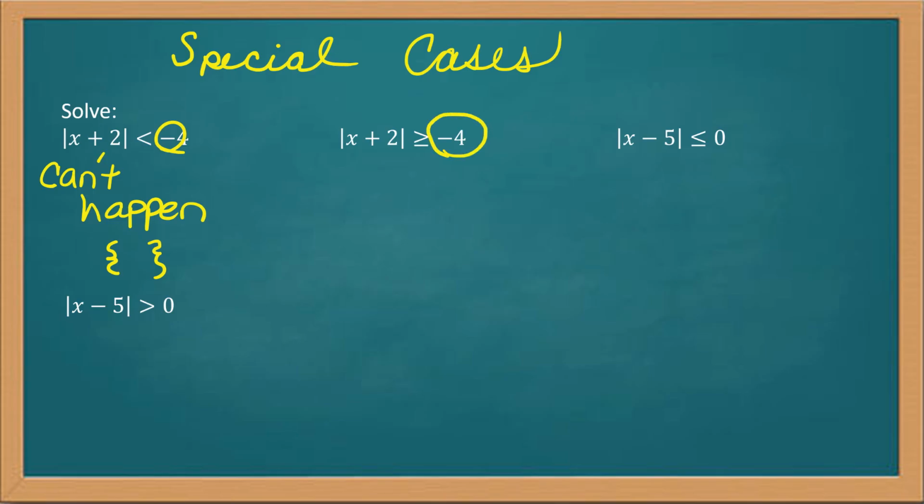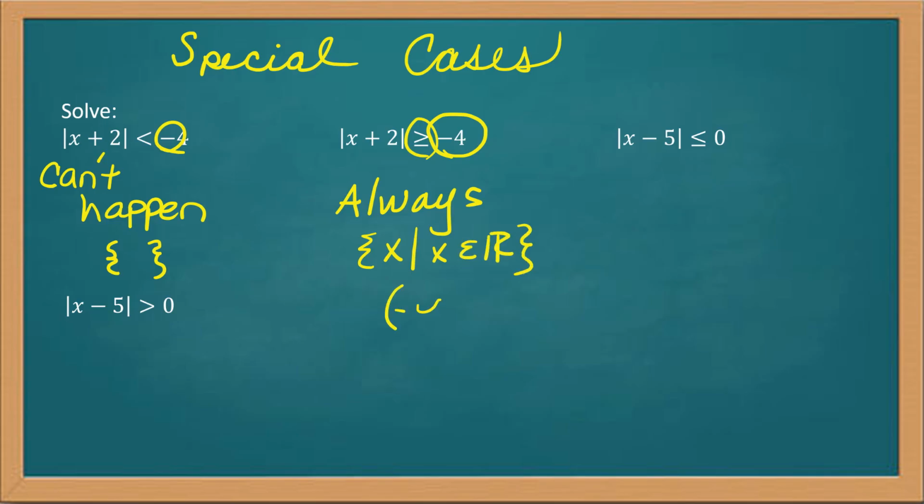And then for the second one here, you have that the absolute value of x plus 2 is greater than or equal to negative 4. And that is always going to be true. It's always going to be greater than negative 4, actually. And so it's always going to be greater than or equal to negative 4 because it's always going to be a positive number. So in that case, x could be anything. And you just say that x is all the real numbers, all x such that x is a real number, or you could just write negative infinity to infinity. Any x value you put into that inequality will make it true.